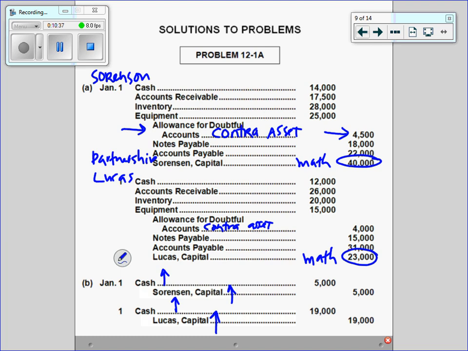So in the first type of, well, let's backtrack. The 3 big activities that we did in this chapter, we formed a partnership, we shared net income, and then we liquidated a partnership. So those are the 3 problems we're going to do. Right now, we're saying, okay, at the end of the year, here's where things stand, and we have some net income.